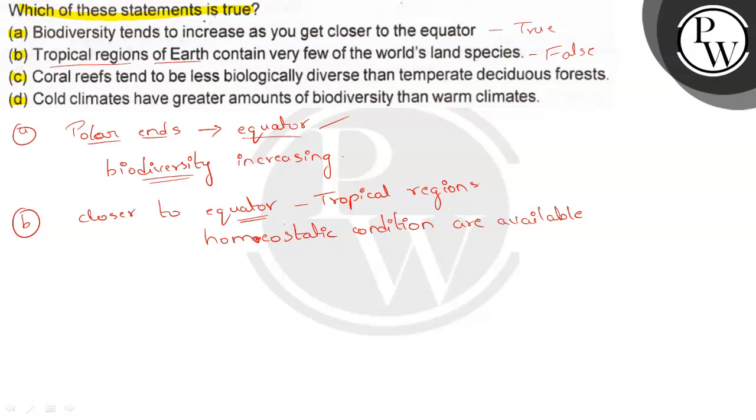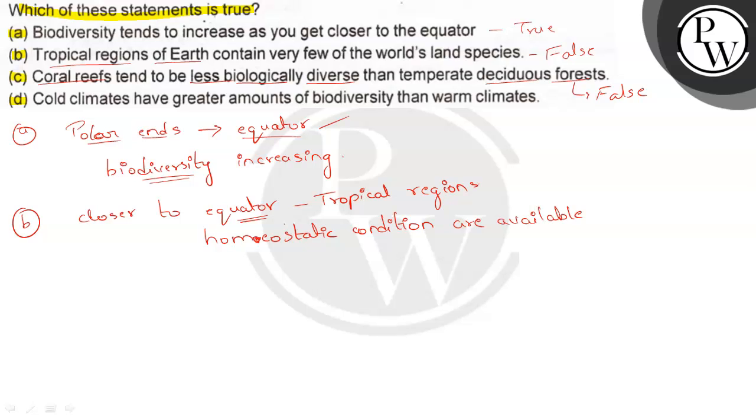And this third statement is coral reefs tend to be less biologically diverse than temperate deciduous forest. So this statement is also false because coral reefs show a very large biodiversity. So they said it shows less biodiversity, but in fact in reality coral reefs show very large biodiversity, even more than deciduous forest. So this statement is false.